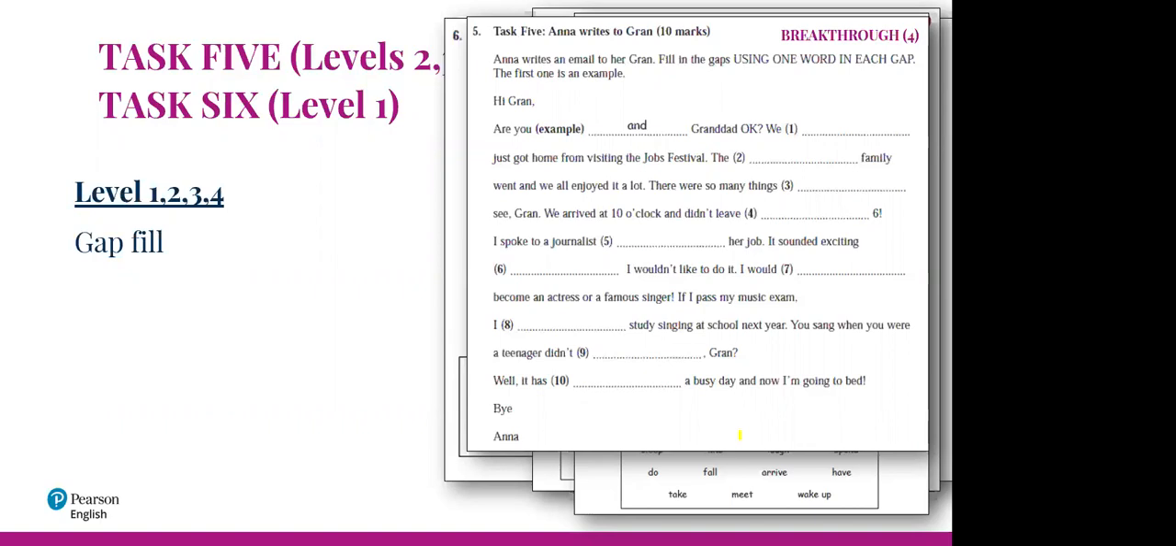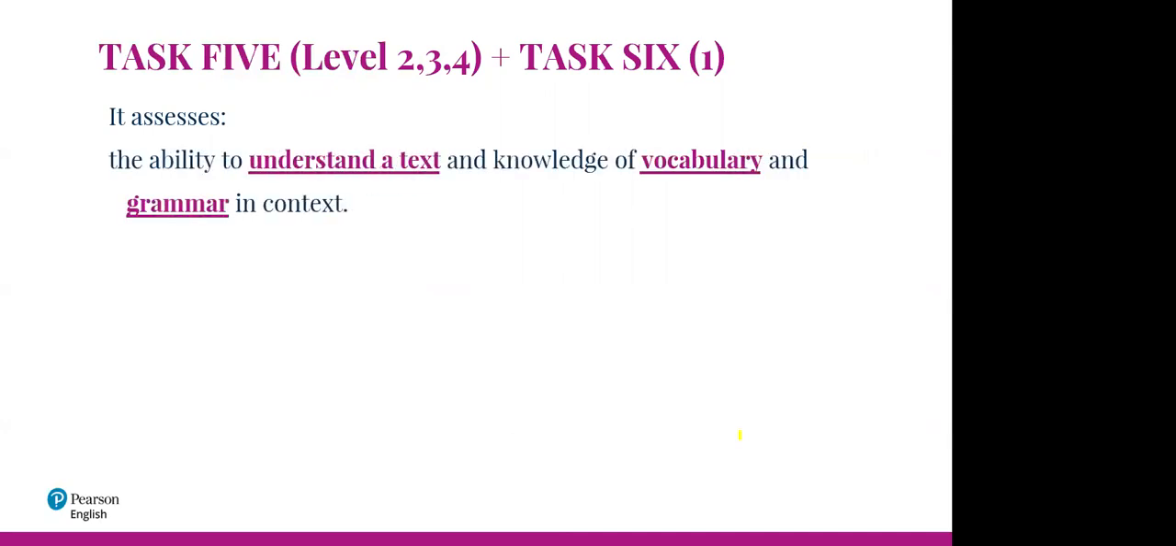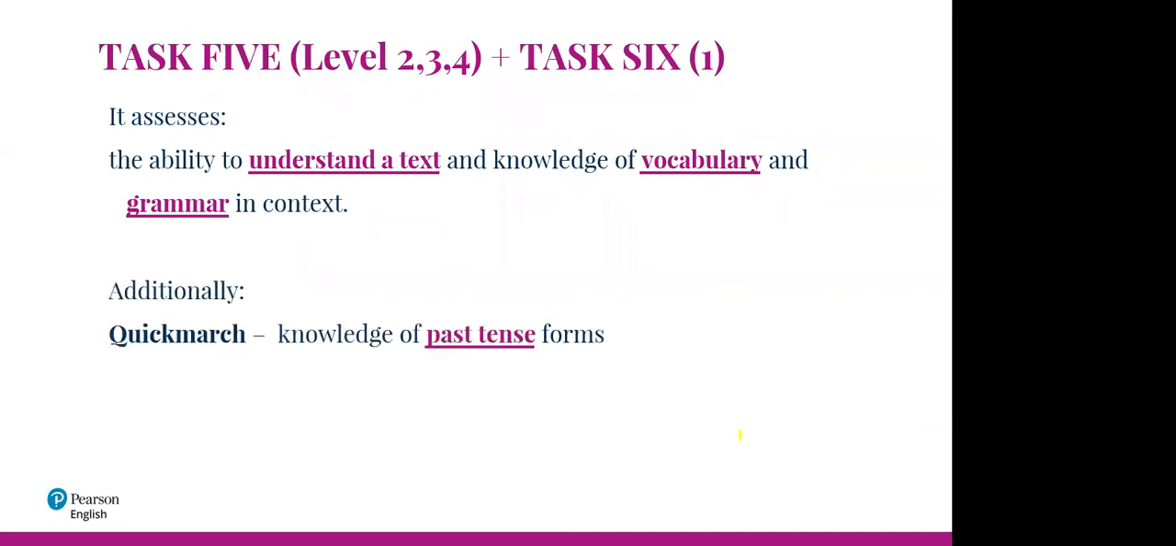So the strategies will also vary from level to level, because there's a little bit different activity involved at a particular level. What this task assesses is basically the ability to understand a text, and it assesses knowledge of vocabulary, grammar and context. For quick march, level 3, it additionally assesses the knowledge of past tense forms. These are the sub-skills that we're looking at here.